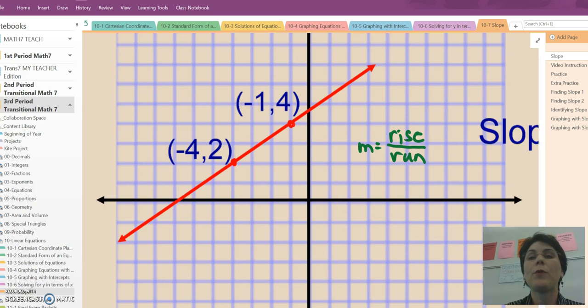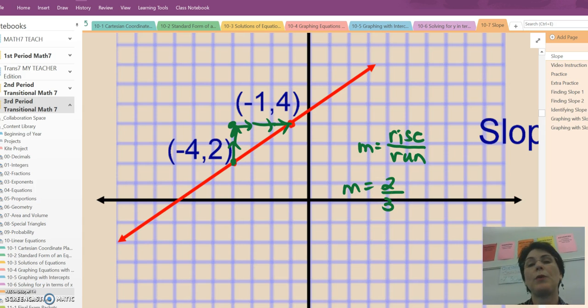So if we were to go from (-4, -2) up to (-1, 4), let's see what the change would be going from this point up to this point. Should be +2. So that's going to be our numerator. And then our run is how far sideways we're going to go, and that should be +3.